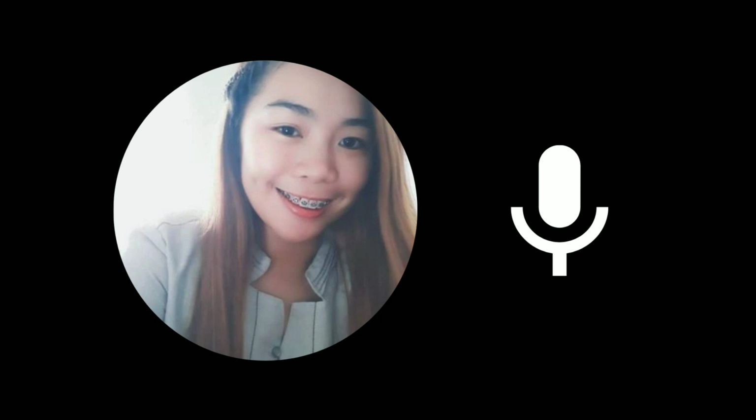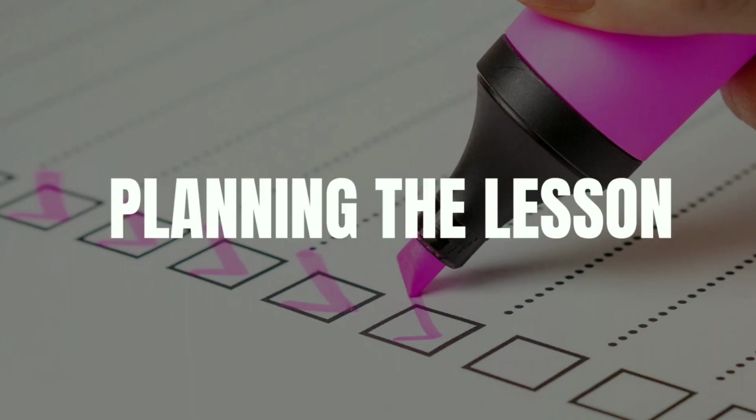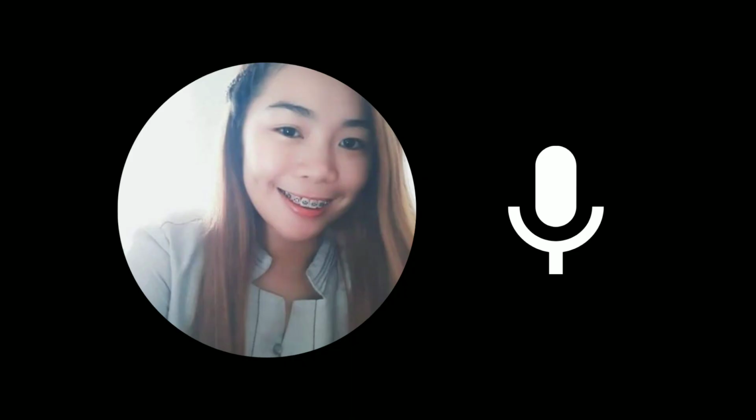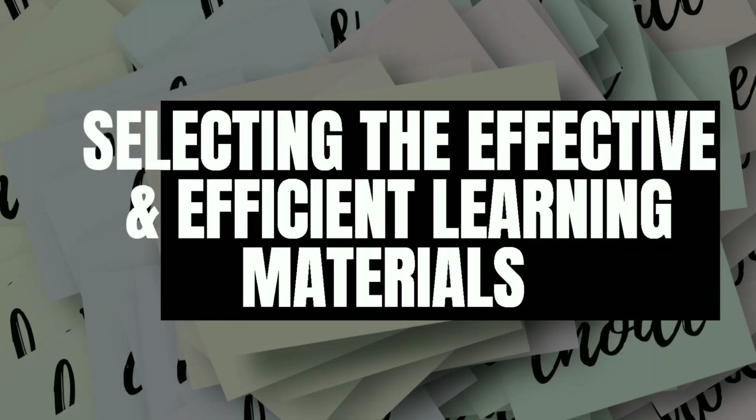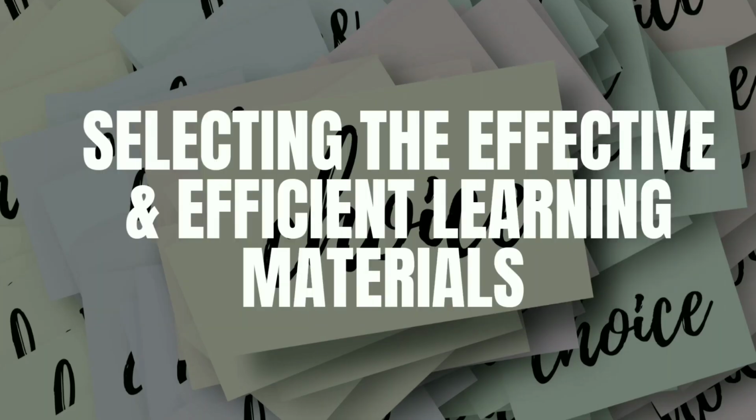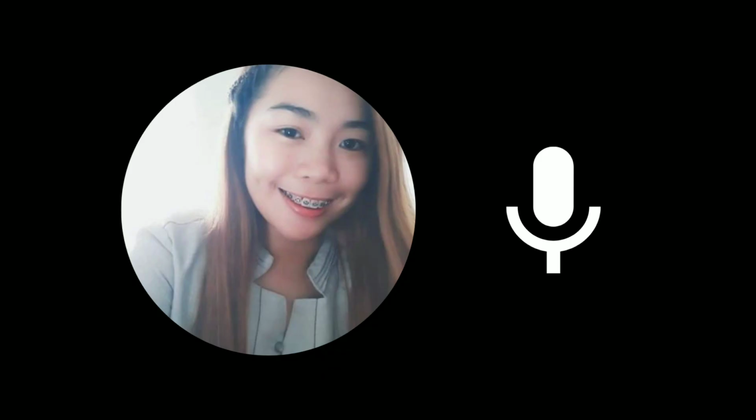What are your strategies and techniques in teaching literature? My strategy in teaching literature is planning my lesson, because by that way I could see the expected output that I want my students to perform. Also, I need to consider the effective and efficient learning materials that I would love to deliver in my class. Just like what I have said a while ago, students' interest and understanding is very essential in selecting your IMs.